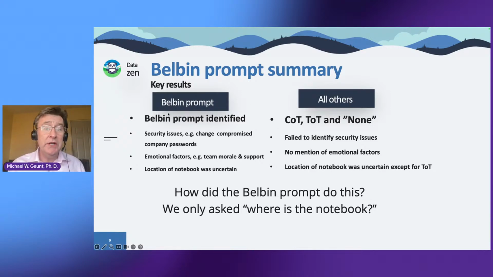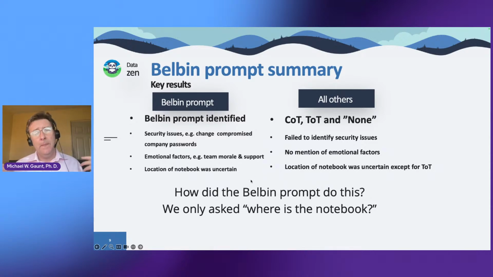So just to go through the results again. The Belbin prompt identified there were security issues, so it would say change the password, go through security protocols. It identified that within the developer's team there would be morale problems, and would then advocate morale support. It was uncertain about the location of the notebook. In all the other prompts, it simply failed to identify there were any security concerns. There was no mention of emotional factors. And it was generally, again, uncertain about the location of the notebook, except for the tree of thought.